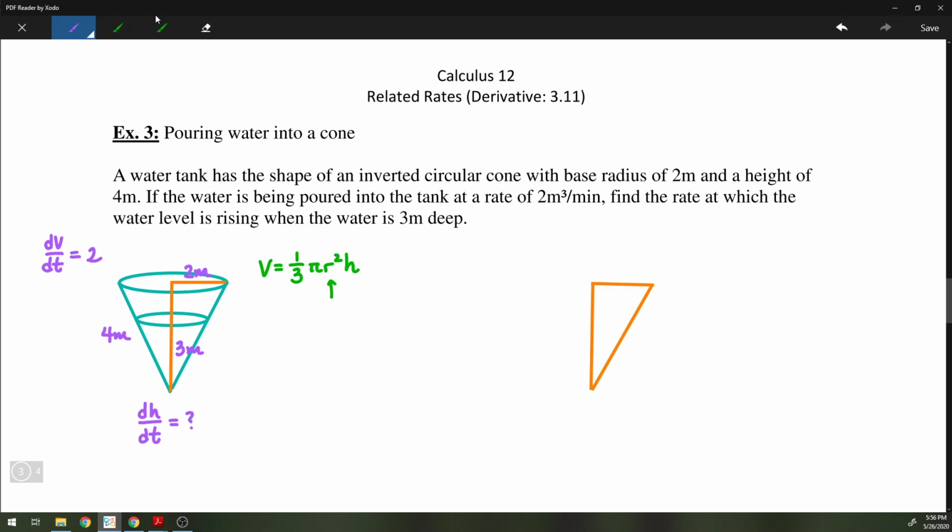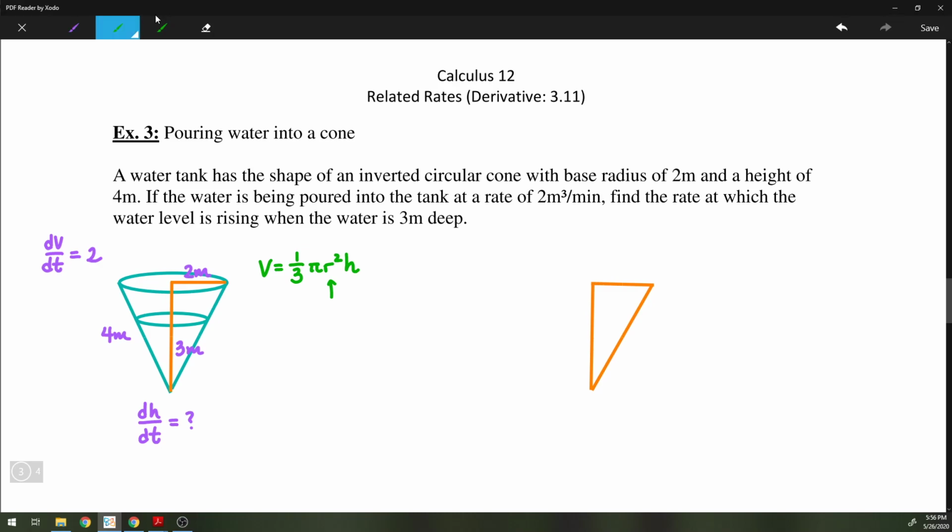Right, we're looking for the rate at which the water level rises. If we take the derivative of the current expression, we'll have some kind of dr/dt and some kind of variable r, which we wouldn't know what to do with. So we have to find something to relate the two variables to each other.